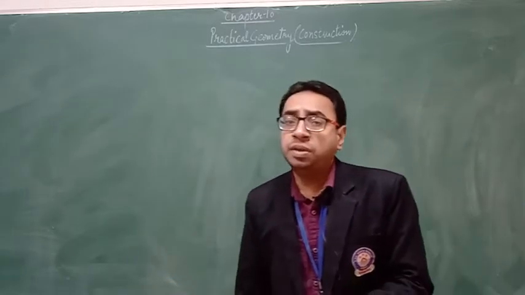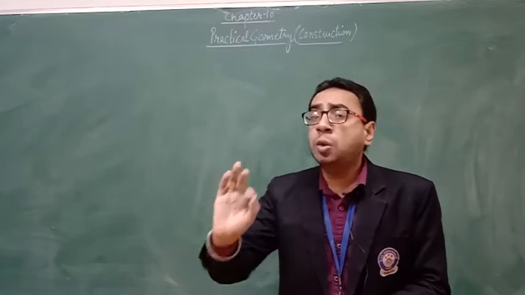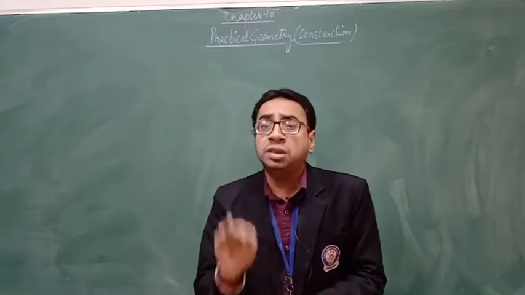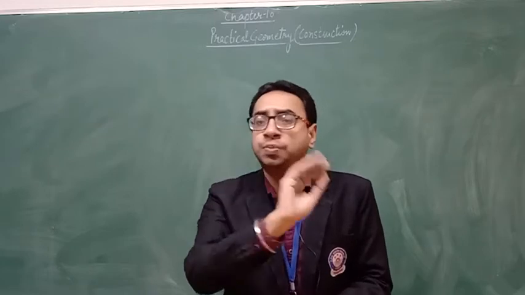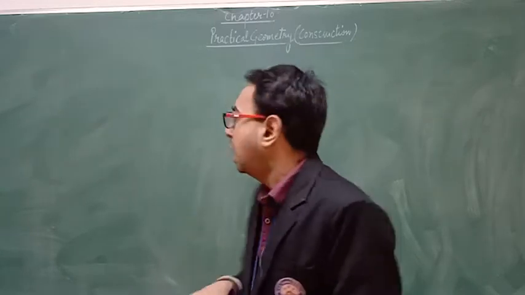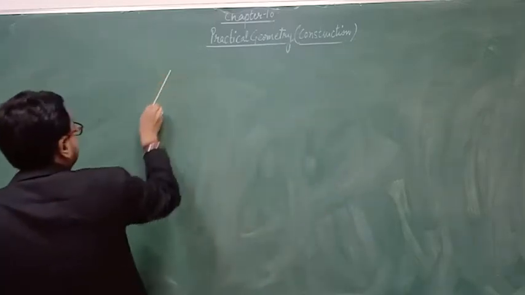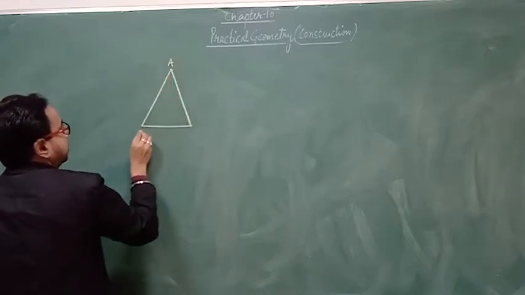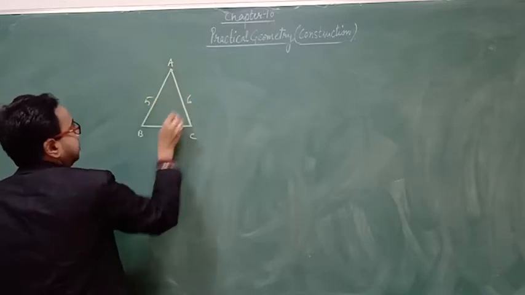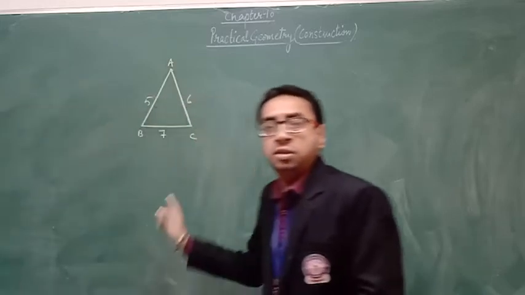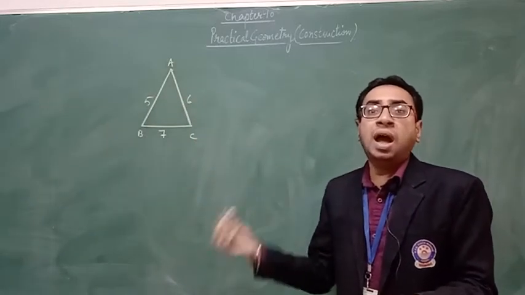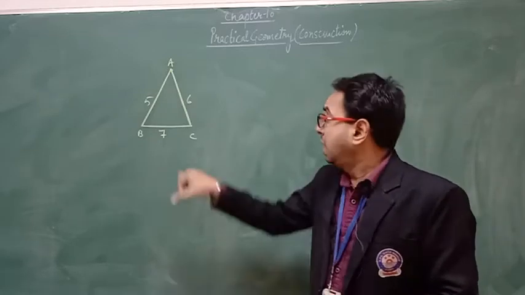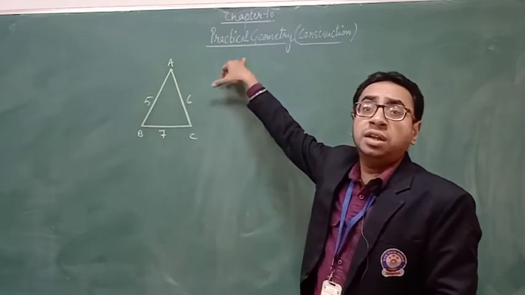I give an example. For example, you are solving a question related to a triangle. In that particular question, the figure will be given to you. Yes or no? You will be given a figure. For example, this is a figure, and you have to find the perimeter of this figure. Right? This is the figure given to you, and you have to find the perimeter of this given figure. Yes or no? Now, what is the difference in practical geometry?